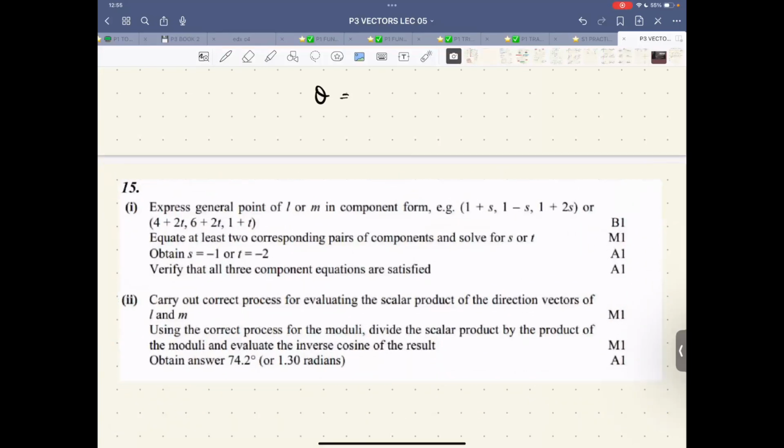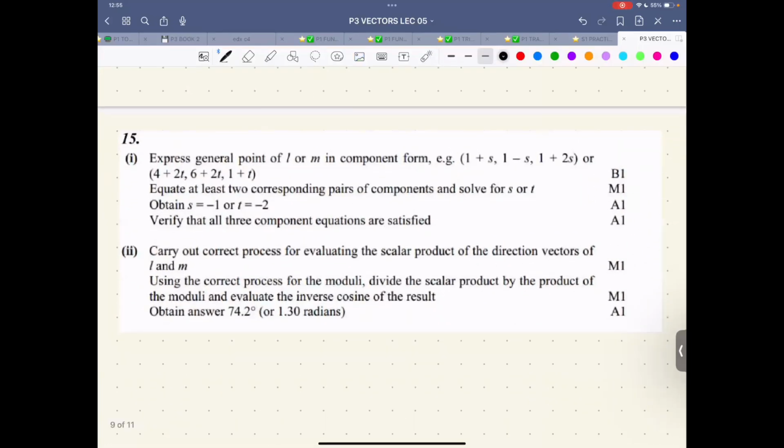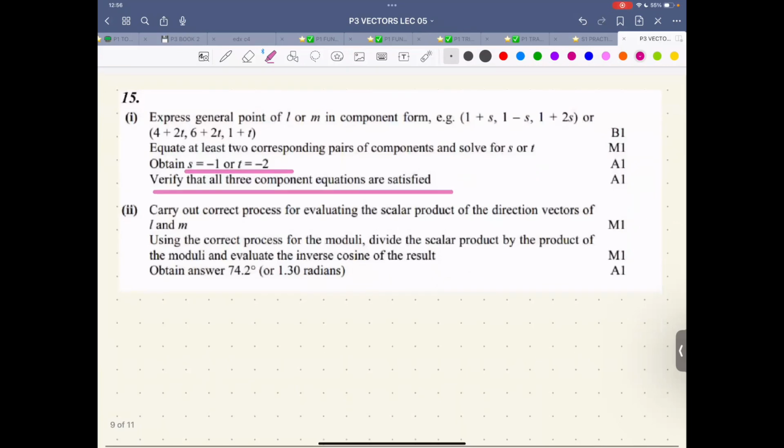So now the first part was all done. That is, hold for a second. That is S is -1 or T is -2. That thing was done. Verify that all three component equations are satisfied. That thing is done. And then we have this thing, which is carry out the process for evaluating the scalar product of the direction vectors of L and M. Use the correct process for the moduli. Divide the scalar product by the product of the moduli. Evaluate the inverse cosine. Obtain answer 74.3 degrees, or 1.30 radians.